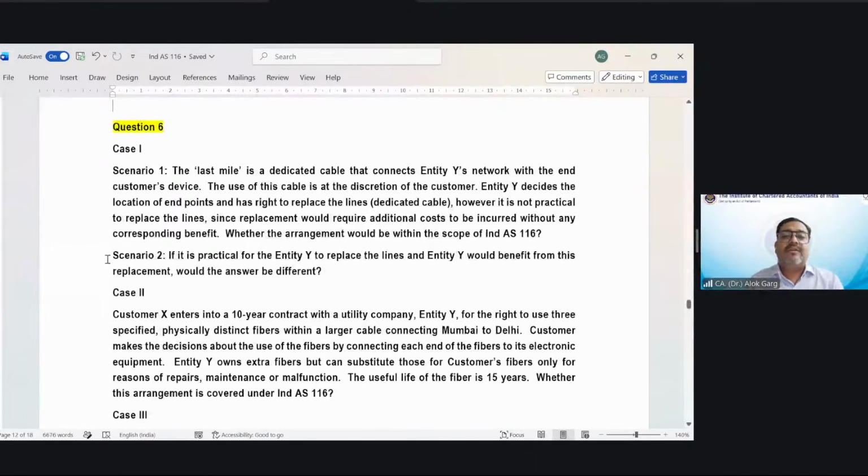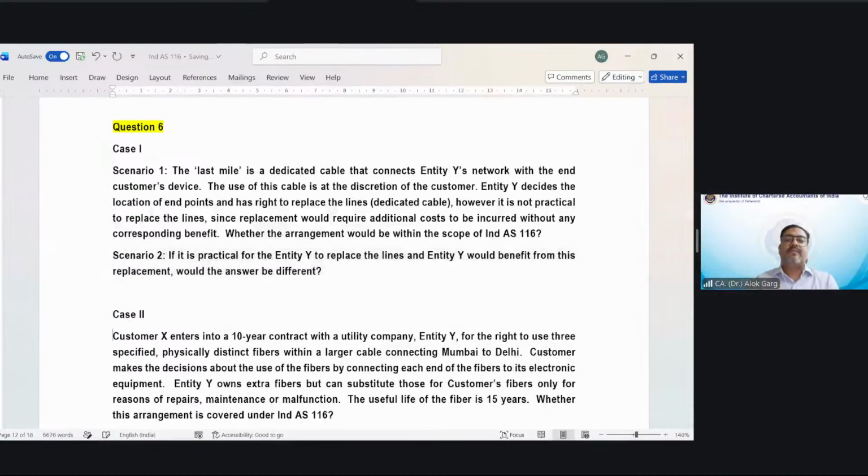Case 1, scenario 2. If it is practical for entity Y to replace the lines and entity Y would get benefit also, then your answer would be different. In scenario 2 of case 1, this will not be considered an identified asset. In the first scenario it is an identified asset; in the second scenario it is not. Case 2.